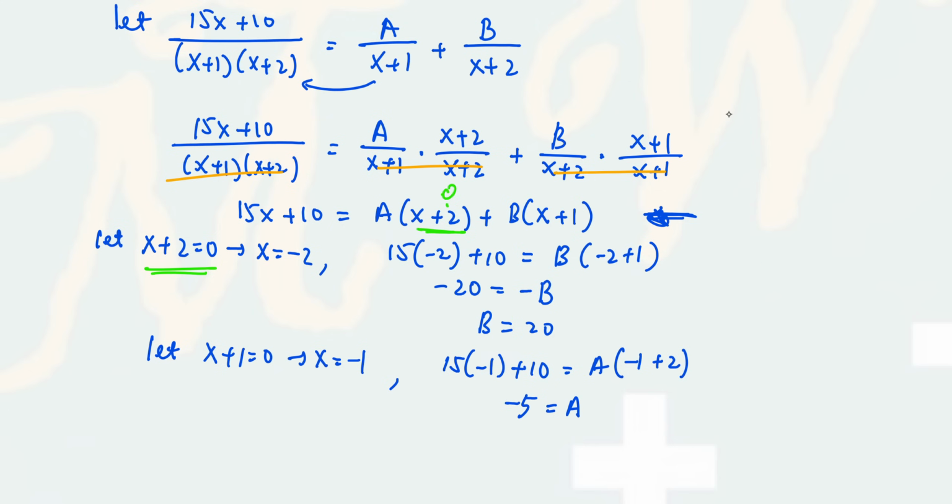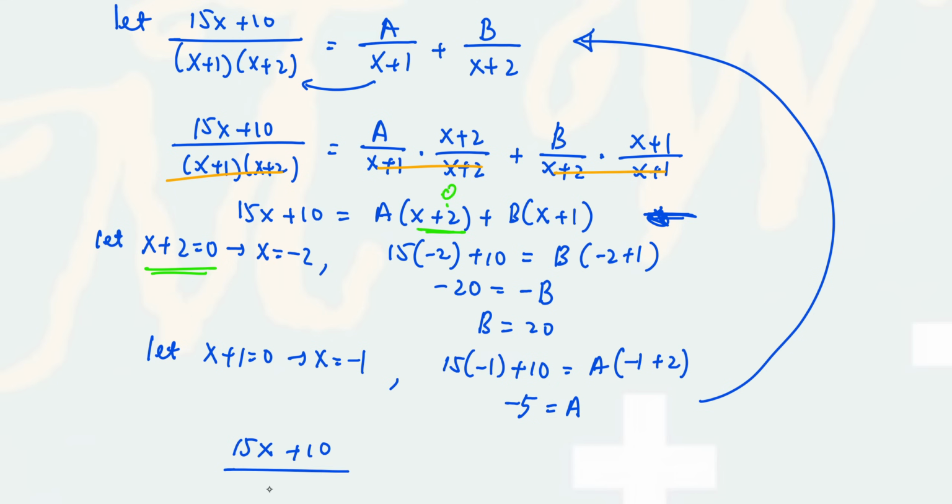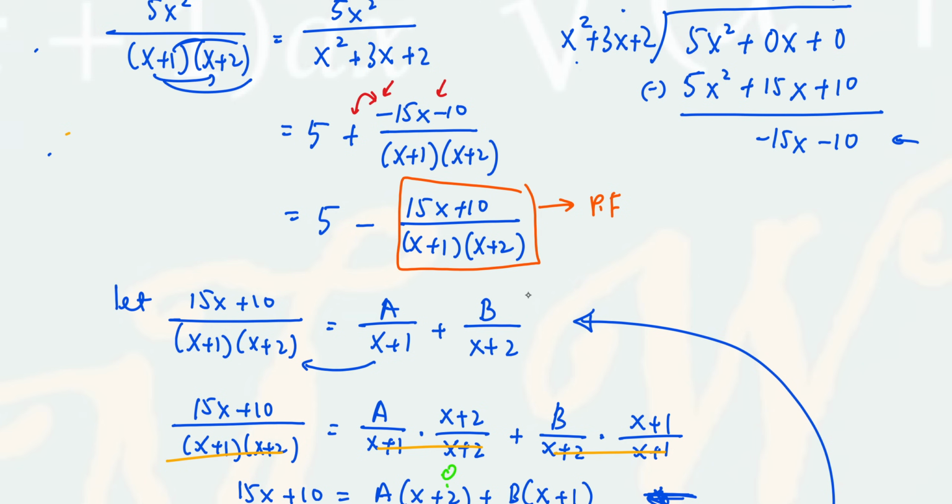Okay, I have found a and b, so I will substitute these two values back into the partial fractions, which means now I will get 15x plus 10 over x plus 1 times x plus 2 equals to minus 5 over x plus 1 plus 20 over x plus 2. Okay, after this, not to forget that that is not our final answer. Our final answer will be this whole term.